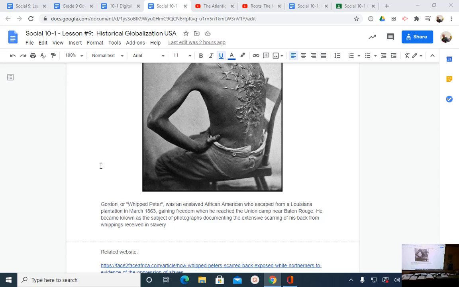He was an enslaved African American who escaped from a Louisiana plantation in March 1863, gaining freedom when he reached the Union camp near Baton Rouge, and he became known as the subject of photographs documenting the extensive scarring of his back from whippings received in slavery.